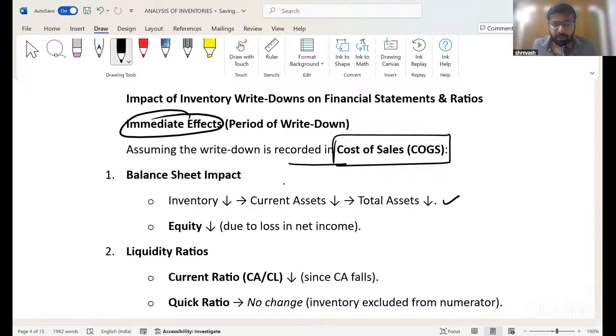Sir, what will happen to equity? Sir, equity will also go down. How come? Sir, because what? Because there's a lower net income. And if net income reduces, retained earning reduces, and if retained earning reduces, what happens ultimately? Your equity goes down. Fair enough.